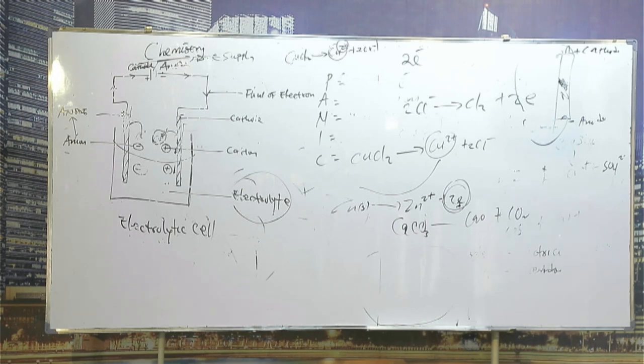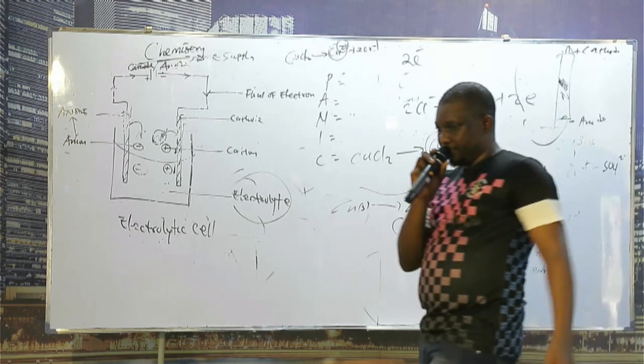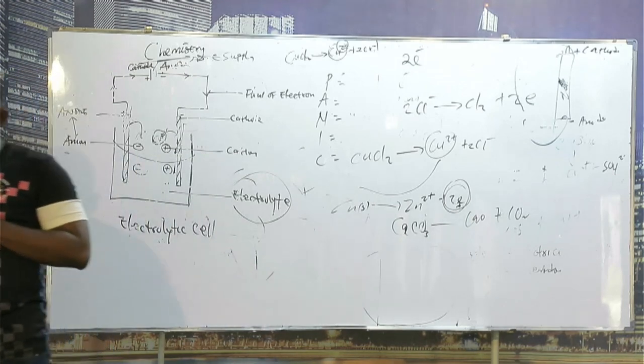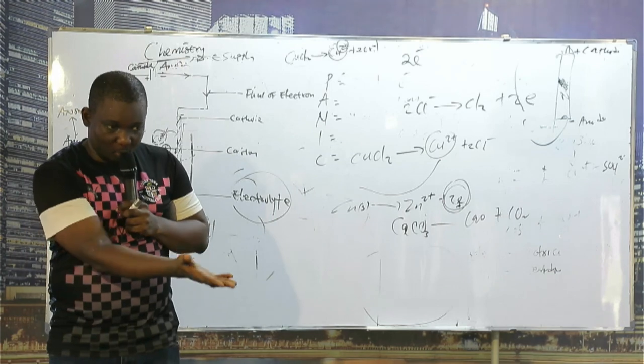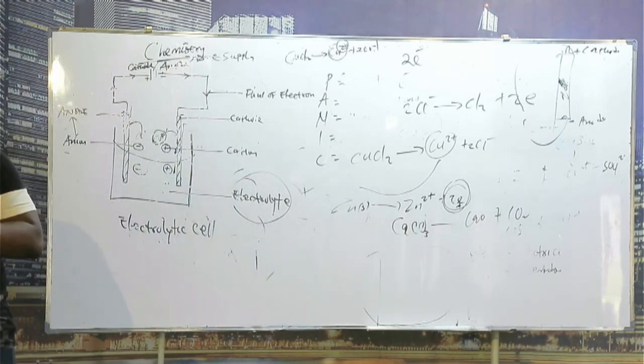What is quantitative? Quantitative is an analysis that measures the quantities of substance present in matter. I'm not dictating, I'm just explaining it. You must not write everything. Additional knowledge I want to give you. Quantitative is the aspect of analytical chemistry that describes the amount of substance present in a matter.